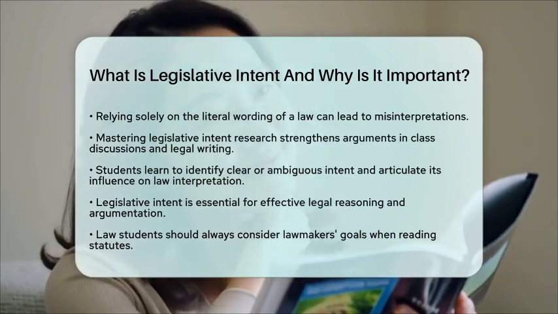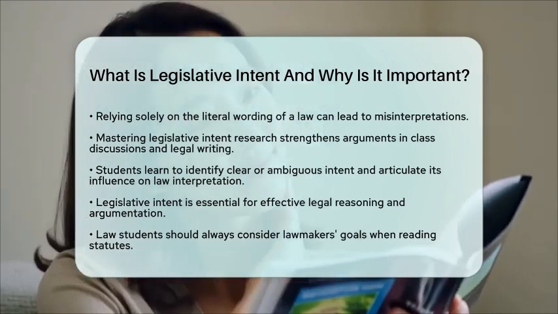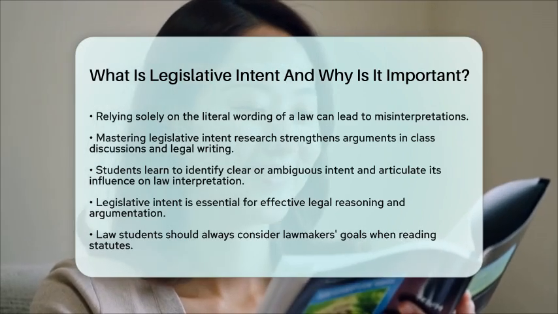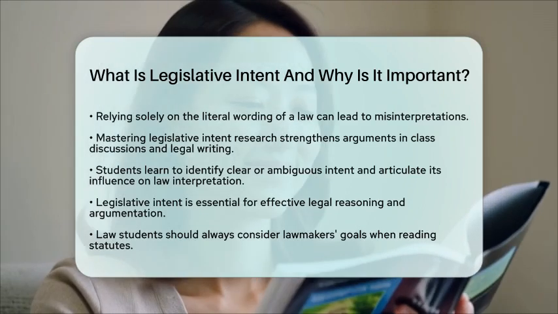Look for clues in the law's history and context to build strong arguments about its meaning and application. This approach will sharpen your legal reasoning skills and improve your ability to analyze legal texts.